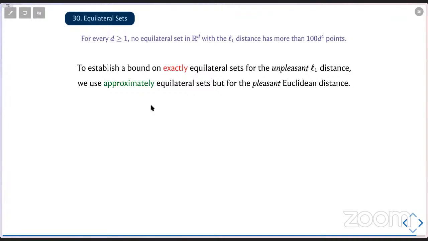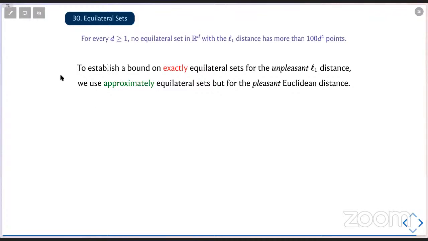So if you could somehow map a hypothetical set which is exactly equilateral in the L1 lens, and lift it to a set of points which would end up being approximately equilateral if you put your Euclidean glasses on, then depending on how the mapping works out, we know that this set cannot be too large, because we're assuming that the mapping preserves the distinctness of the points. You cannot have too many points in an approximately equilateral set under the Euclidean distance.